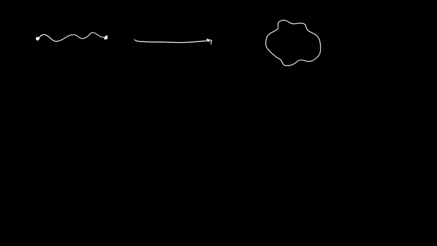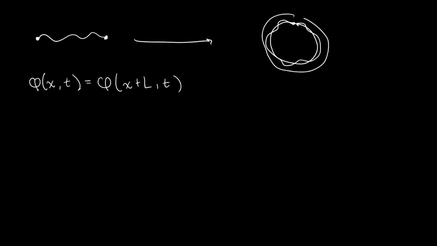And to do that, what we'll say is that, if I start here, and then I go all the way around the loop, I should end exactly where I started. In other words, I have that phi of x, t, at any fixed time t, should be equal to phi of x plus L, t, right? Where L is, you can think of it as the circumference of this loop. It's L. That's a weird way of drawing it.